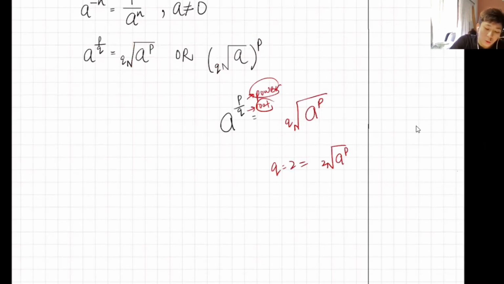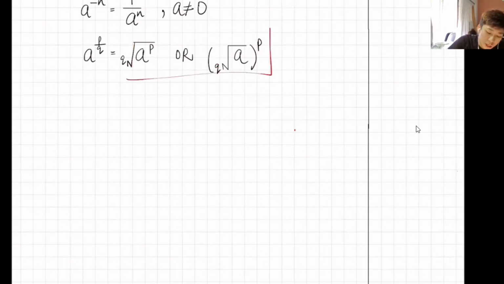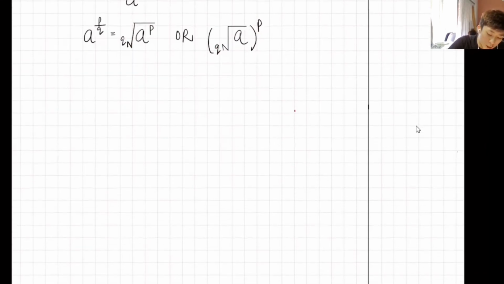And the fact that I'm writing it here is to tell you this thing can actually be this or this. It doesn't matter. It's the same thing. To prove it to you is actually very simple. If you have, let's say, 64 to the power of 1 over 6. What is 64 to the power of 1 over 6?